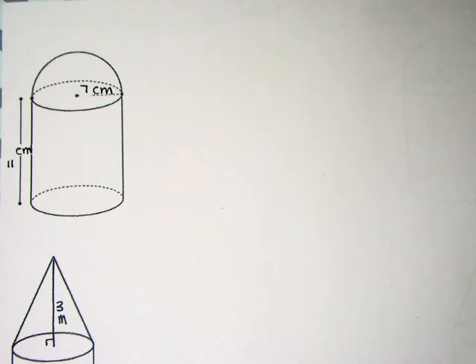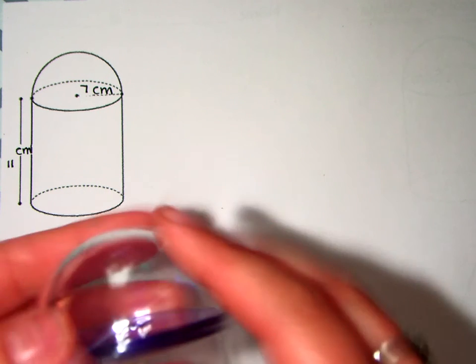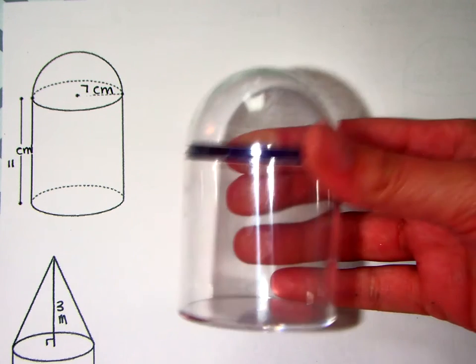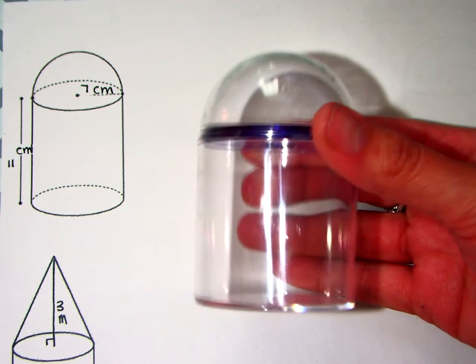Hey guys, today's lesson is how to find composite volume. In our past videos and in class, we've been finding the volume of a shape. Now we're going to do the volume of a composite shape. This just means that you have a shape comprised of two or more shapes.